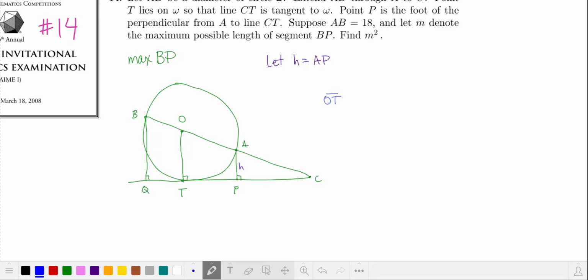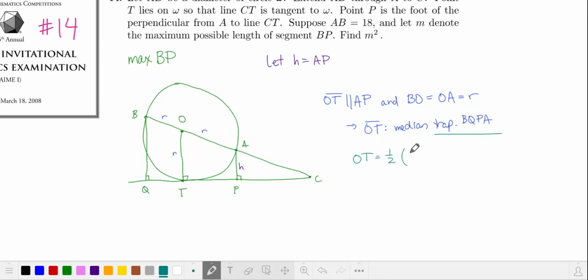Since we have OT is parallel to AP and the distance from B to O is the same as the distance from O to A, these are the radii of the circle, then OT is the median of the trapezoid BQPA. Since it's the median, the distance from O to T is the average of the two bases of this trapezoid. That's BQ and AP. Let's solve for BQ, and we'll substitute R, the radius, for OT, and our variable H for AP.